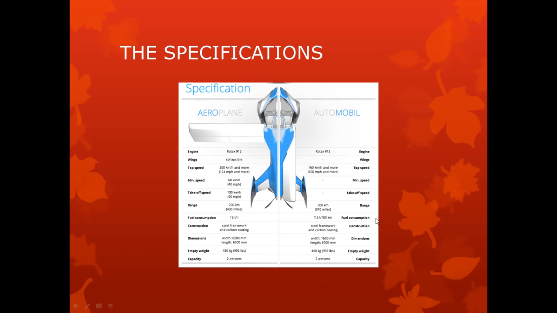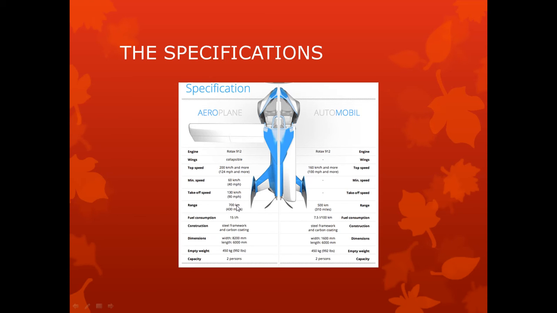Okay, the specification. The engine that is used in Aeromobile Flying Car is Rotax 912. If you switch on the aeroplane mode, it will automatically open the wings, and this is collapsible here. Wings mode is only applicable to aeroplane mode. As you can see, in automobile mode there are no wings. Its top speed is 200 km per hour and more. And in order to fly, you need to reach at least 130 km per hour.